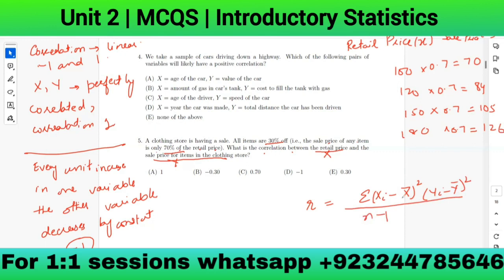So you can just put everything in the formula and you will get the answer equal to 1. So therefore, we can say that the correlation between the retail and the sale price of the clothing store will be equal to 1. Should I clear the board? Yeah.